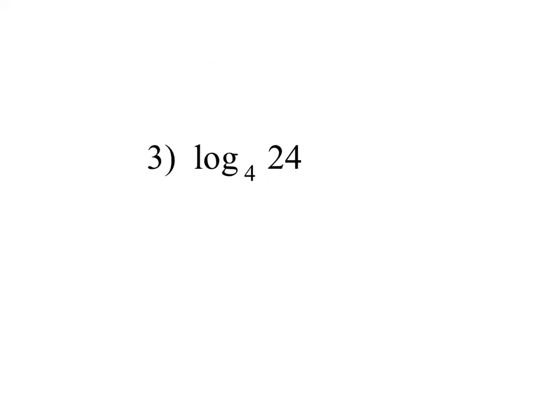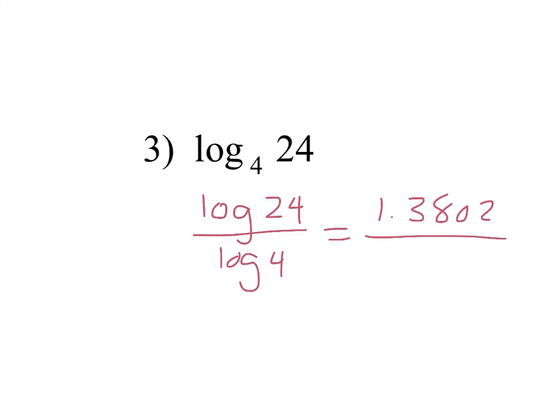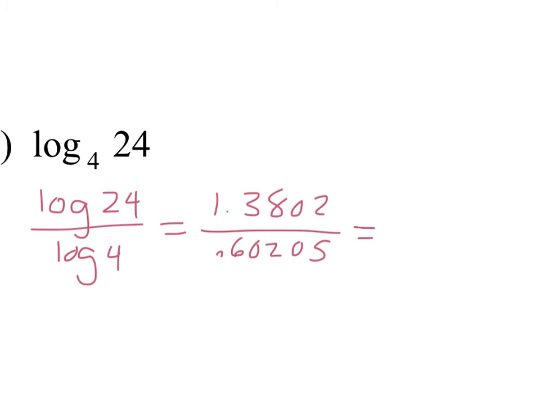And then number 3, we do the same thing. So we have the log of 24 over the log of 4. The log of 24 is 1.3802, and the log of 4 is 0.60205. And then we just divide these two, so we have 1.3802 divided by 0.60205. And we get 2.2925, so I'm going to round it to 3.